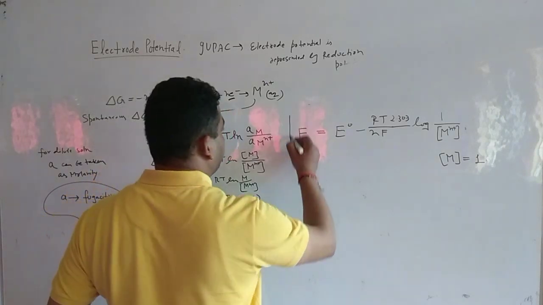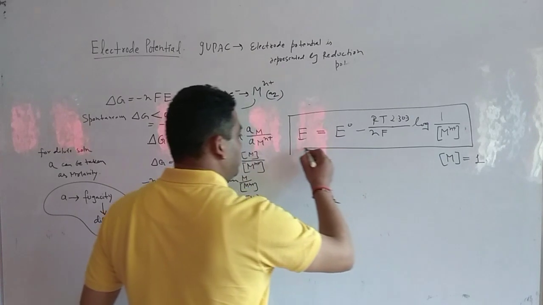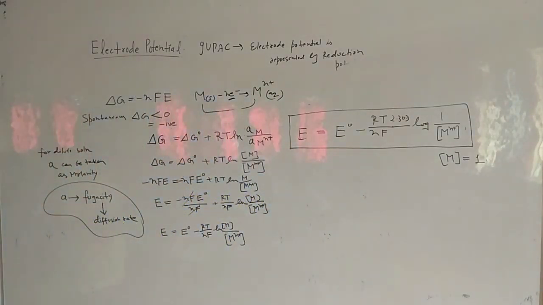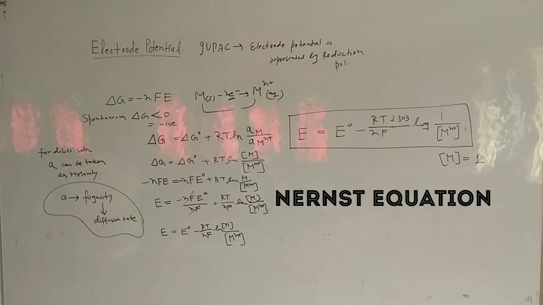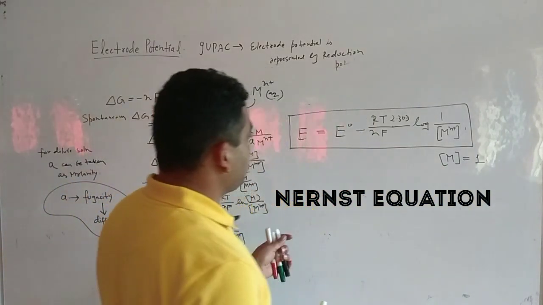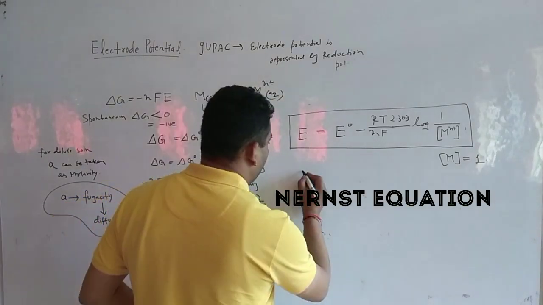So this is actually the expression for the electrode potential. This is the expression for the electrode potential. That is E is equal to E standard minus RT by nF 2.303 log 1 by Mn positive. This is how you can write, and you can further simplify this particular expression.